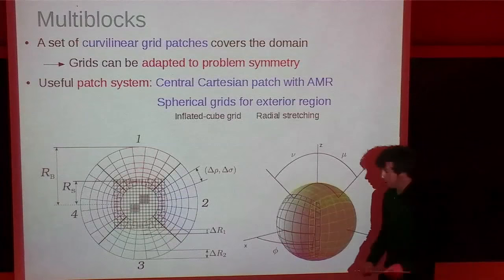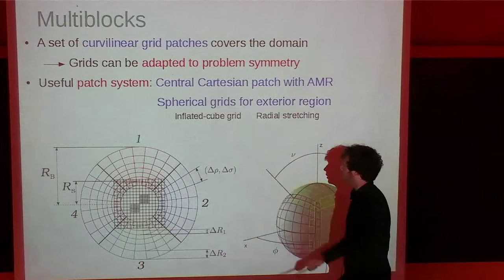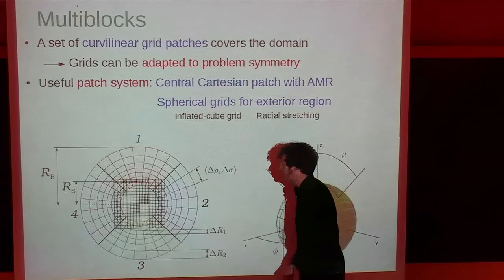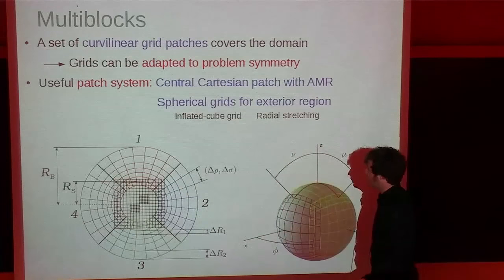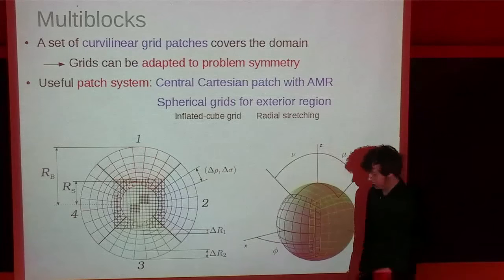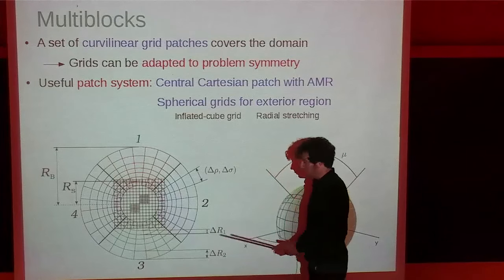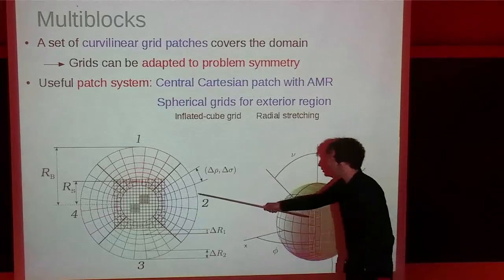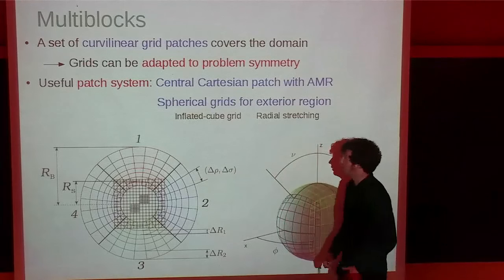Okay, so another modeling extension that we recently implemented are so-called multi-blocks. Here, the idea is that you cover the simulation domain not just by one Cartesian grid, which is capable of AMR, but also by curvilinear grid patches. This has the advantage that you can adapt to the problem symmetry, especially for the far gravitational wave zone, which is of spherical symmetry. You want to exploit the symmetry and employ these spherical grids, which obviously offer a much better scaling, because a Cartesian grid would scale with n cubed points, whereas the spherical grid only scales linearly with the number of radial points, while maintaining a fixed angular resolution. That's really what you want.